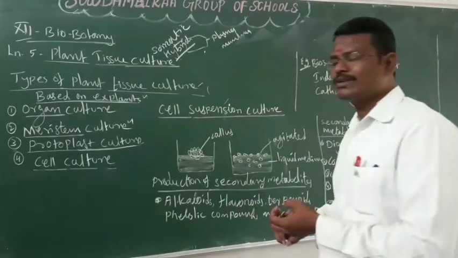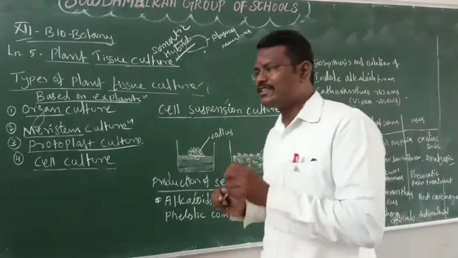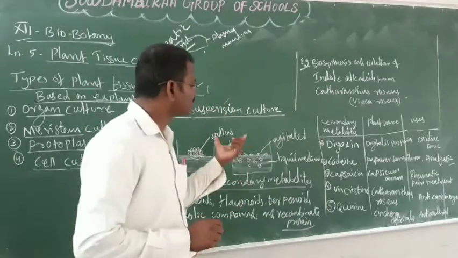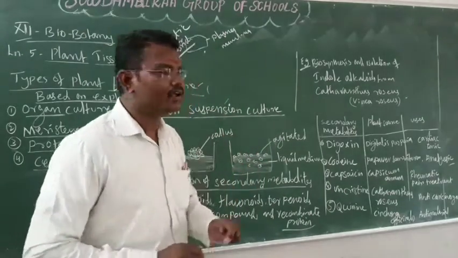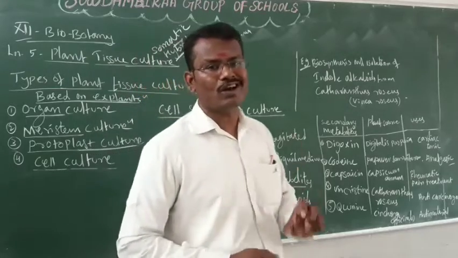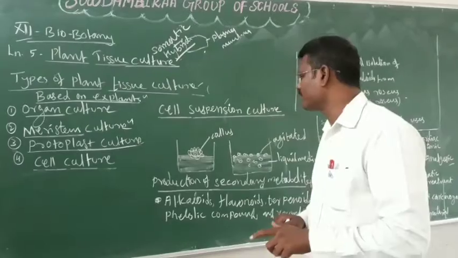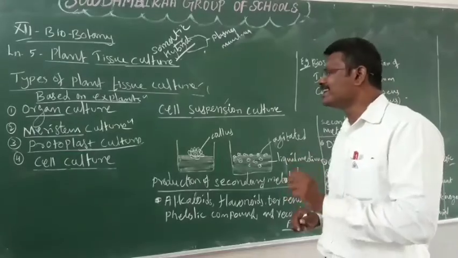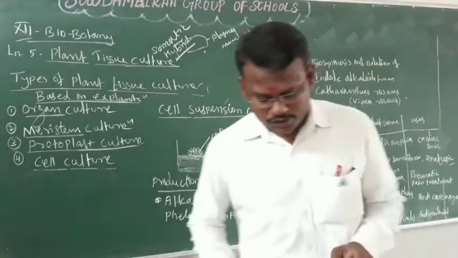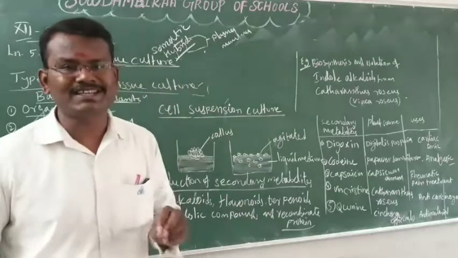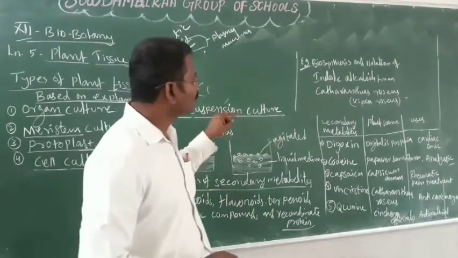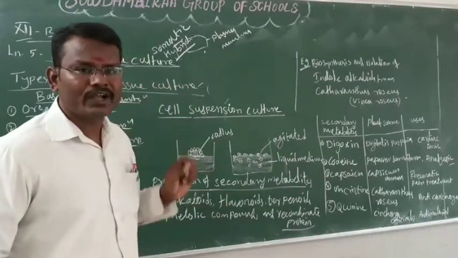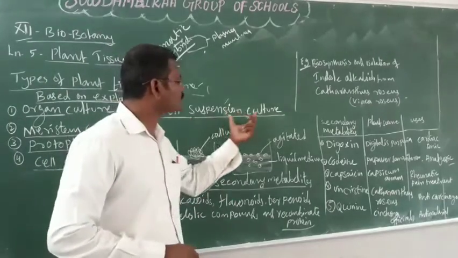The cell suspensor culture. What is meant by cell suspensor culture? It is the growing of the cells in the culture medium. Here single cell or aggregated cell in the in vitro culture medium is known as the cell suspensor culture or the cell culture. It is a 2 mark question. It means the growing of the cells, including the culture of single cell or aggregated cell, in vitro in the liquid medium. We call this the cell suspensor culture.